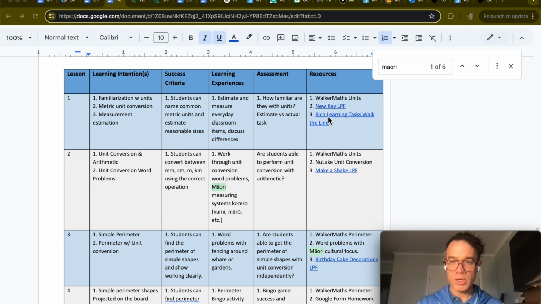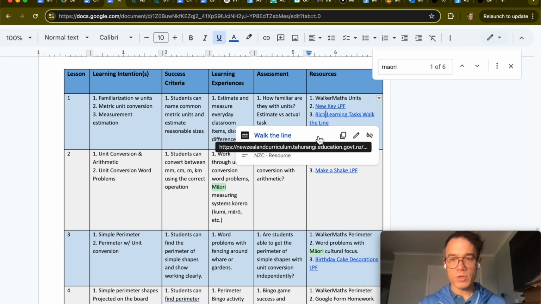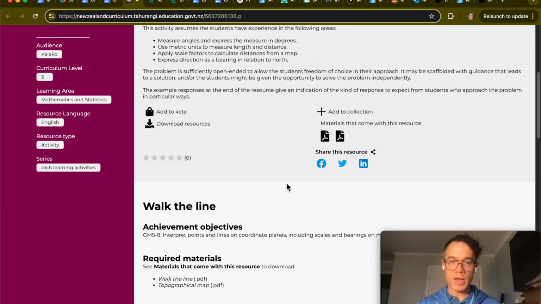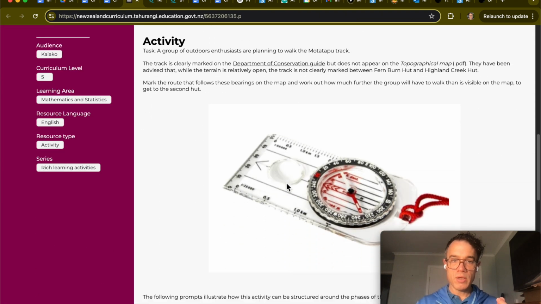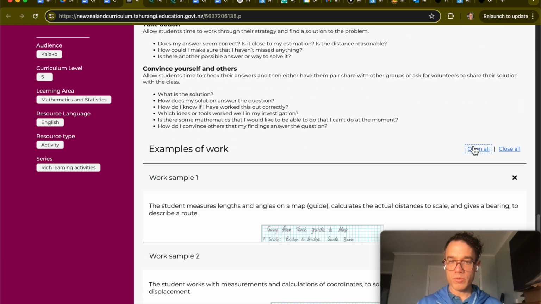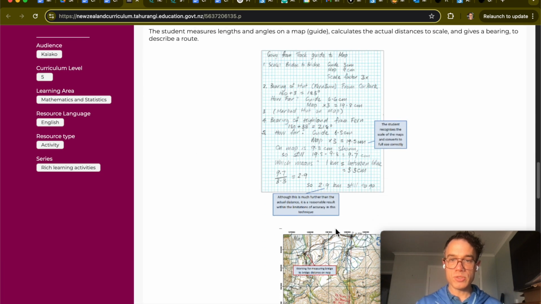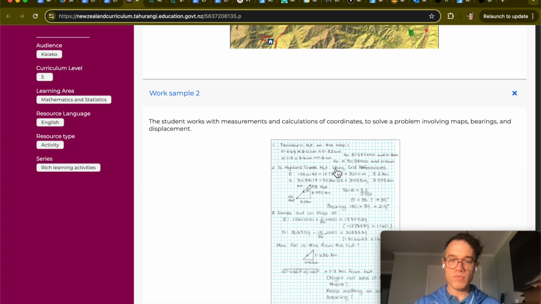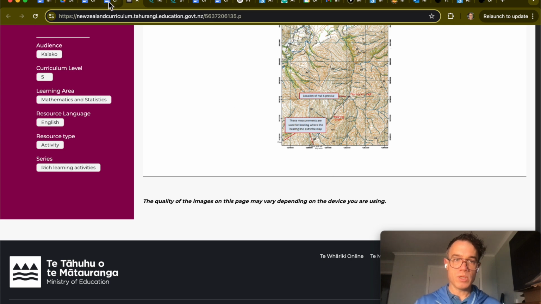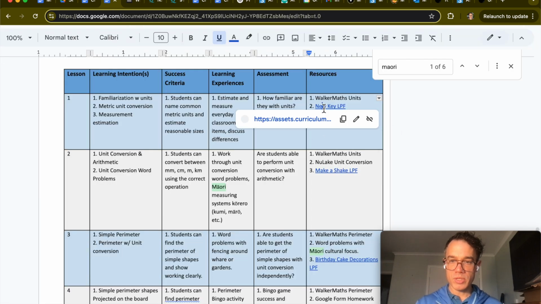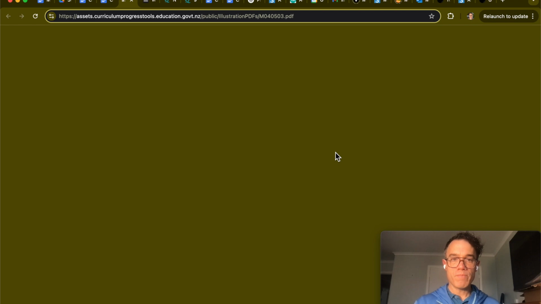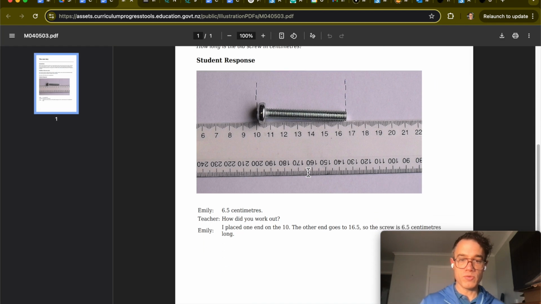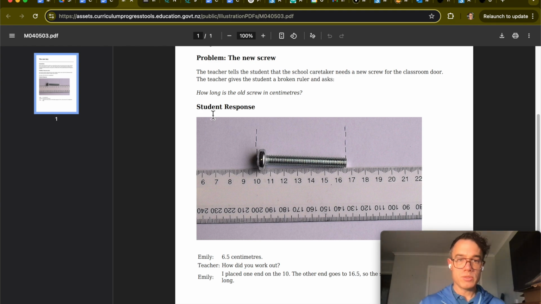So here in lesson 1, we've got a rich learning task called Walk the Line. And if we look at it here, it's not so much a problem where it gives you an explicit answer, but we have down below a couple of worked examples that students had used, looking at a topography map and taking various approaches towards this. A lot of these rich tasks or the learning progression tasks are similar, where you've got multiple approaches to the same problem.